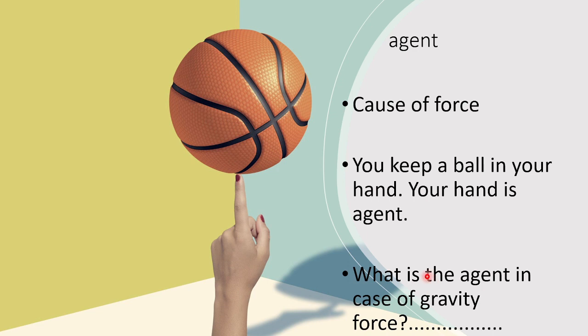Now here is a quick question. What is the agent in case of gravity force? So the answer is the mass of the earth. Mass of the earth is the cause of the gravity. So the mass of the earth is the agent.